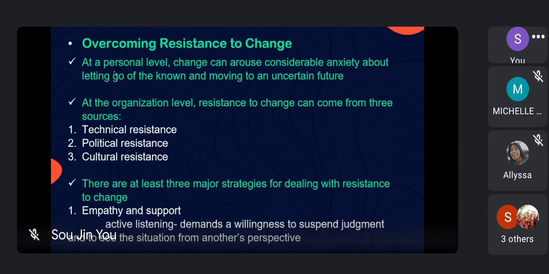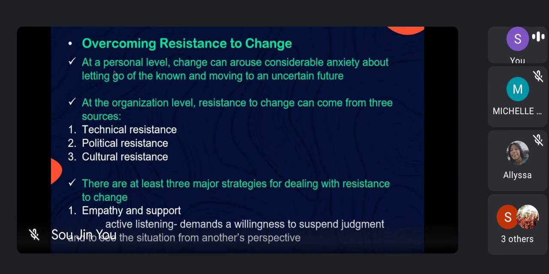Pangalawang task is overcoming resistance to change. At a personal level, change can arouse considerable anxiety about letting go of the known and moving to an uncertain future. So dito, yung meaning nun is hindi sure yung mga tao kung yung existing skills nila and contribution is of more value in the future.